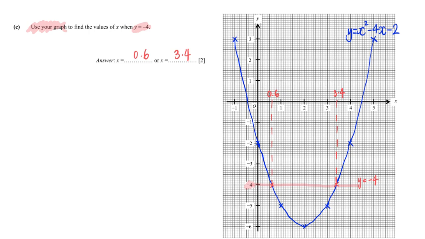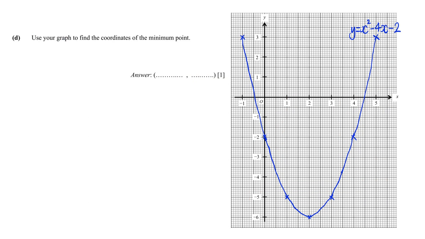And usually for this kind of question, we do allow an accuracy of plus minus 0.1, since this is a manually drawn graph. Alright, meaning 0.5 and 0.7 we also accept. 3.3 and 3.5 we also accept. Okay, let's move on to the next part of this question.